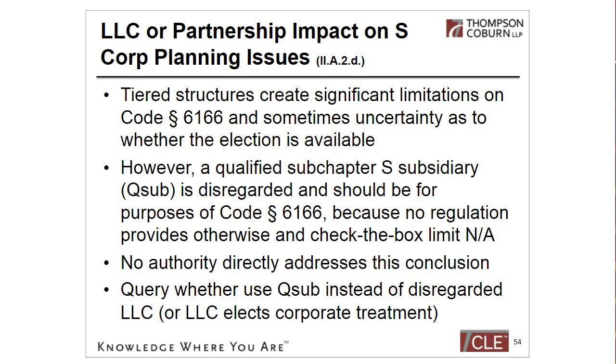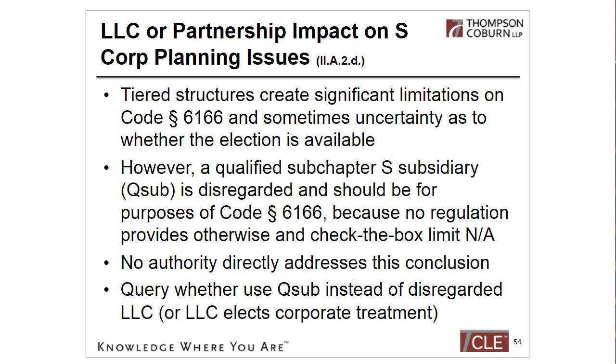Now, if you have a tiered structure, then Code Section 6166 might consider the parent to be a mere holding company, and then its subsidiaries are the business. And depending on the situation, it may say, well, your holding company is just an investment entity. It's not a business, so we're not going to give you the estate tax deferral. So sometimes tiered structures can qualify and sometimes they don't.